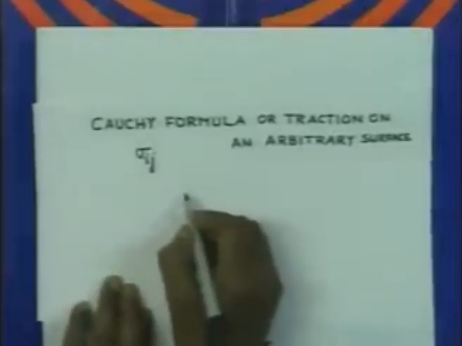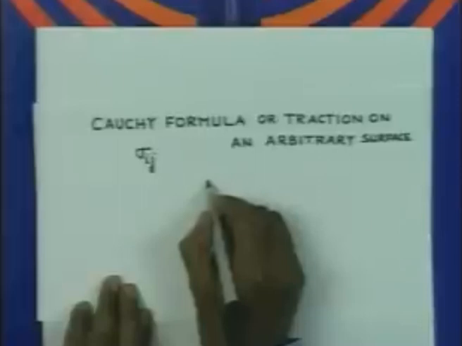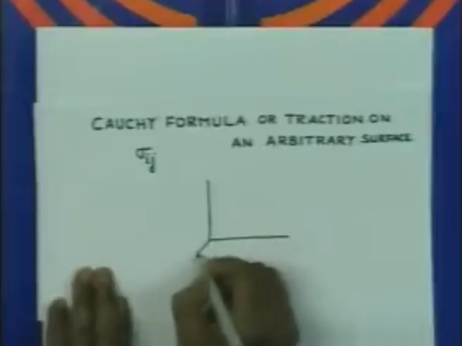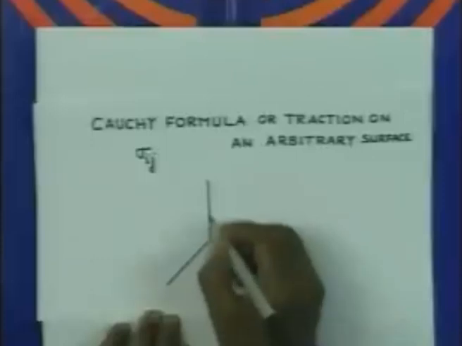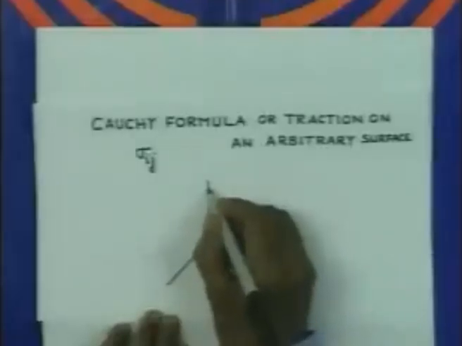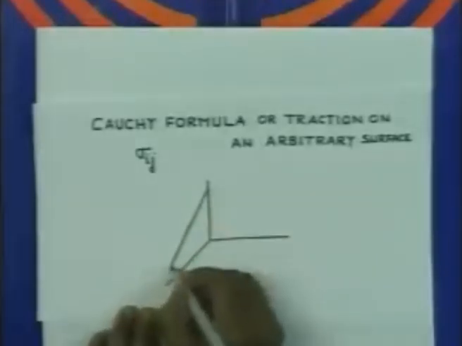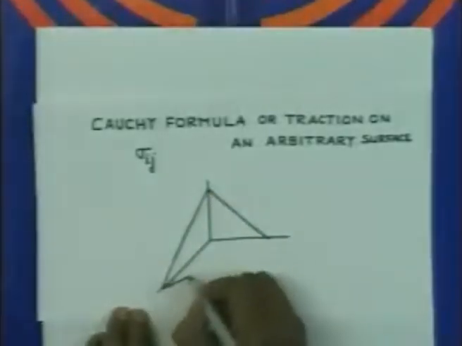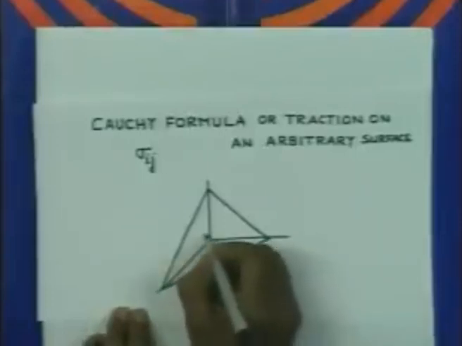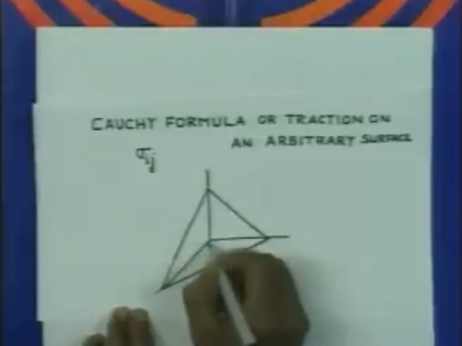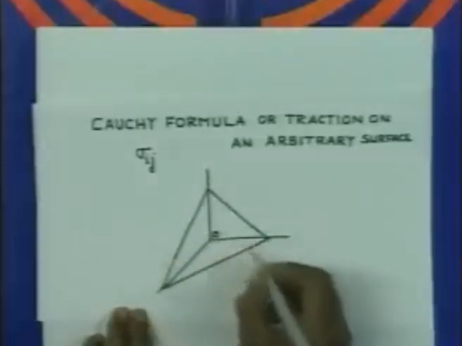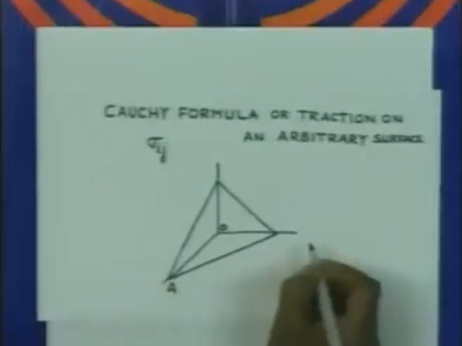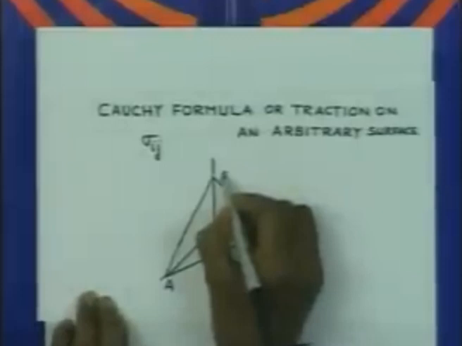Now these tractions we can show it to be like this. So let us consider the Cartesian directions as it is, and then we try to consider an arbitrary surface like this. So let us say that this is my origin O, this is, let us say that this plane is A, B, C.